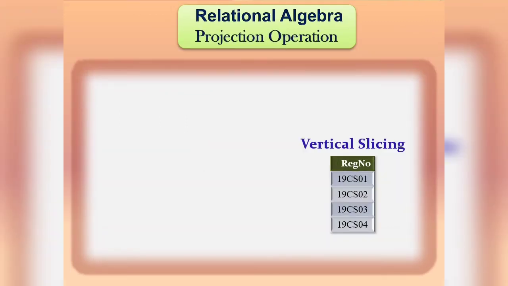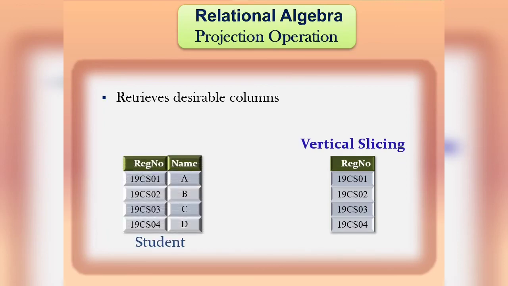Projection operation. It is a unary operation that requires a single relation to process. This projection operation enables us to retrieve only the desirable columns from all the existing columns of a relation. The result is a vertical slicing of the given relation. In this example of student relation, the projection operation performs the vertical slicing and returns the relation with just register number, which is the desired column to be retrieved as an output.